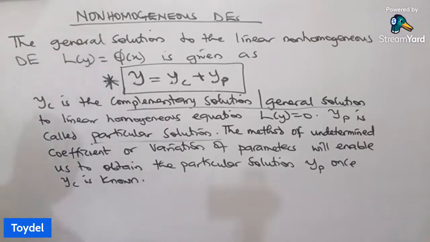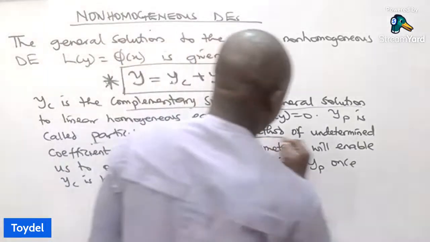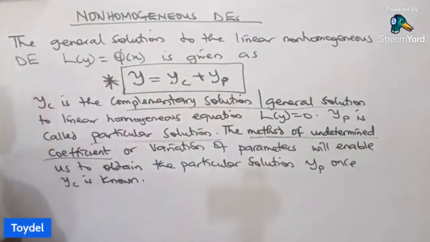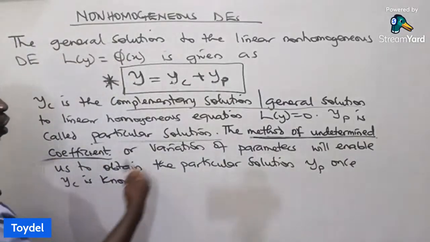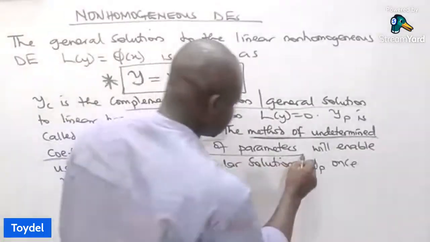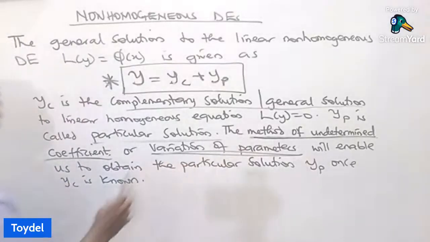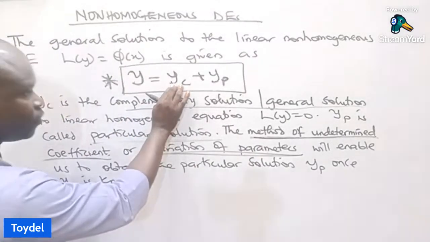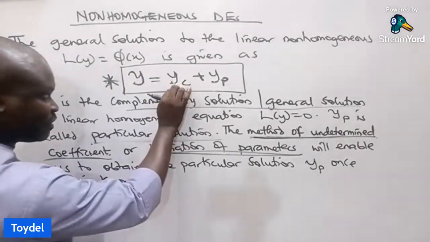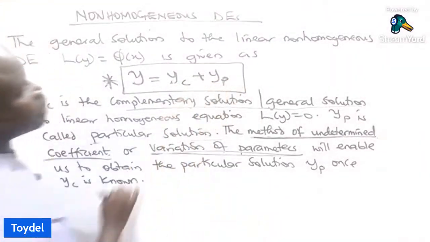If you want to find the particular solution after you must have gotten the complementary solution, the first method that we can use is called the method of undetermined coefficients. That's the first method. Or we use what is called variation of parameters. That's another method. You use this or you use this. Once we have gotten the complementary solution, how do we find the particular solution?